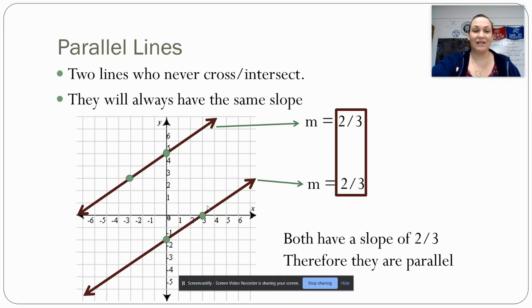Today's homework and tonight's Delta Math are going to focus on creating parallel lines. So we're going to give you a line, and then your job is going to be to graph a line parallel to that. And it's all about the slopes.